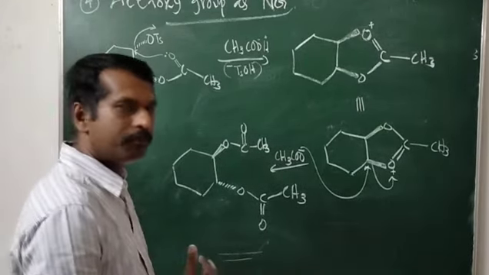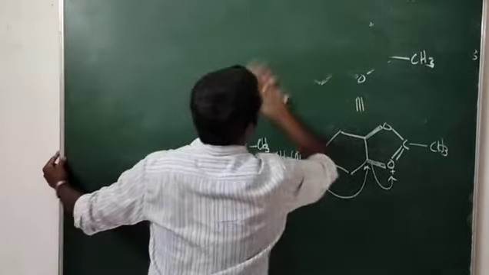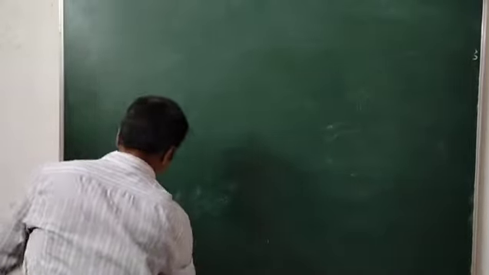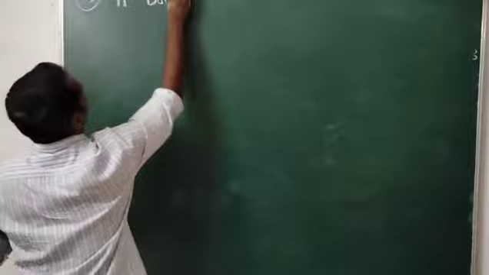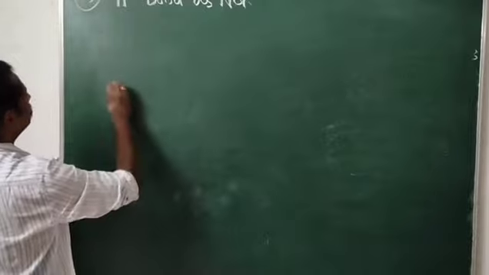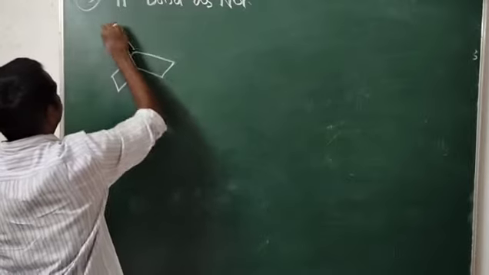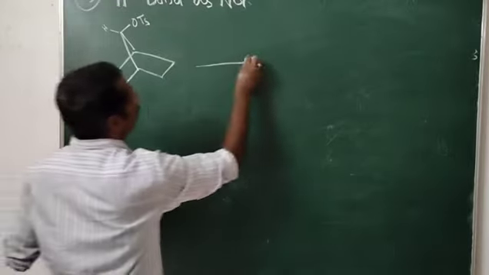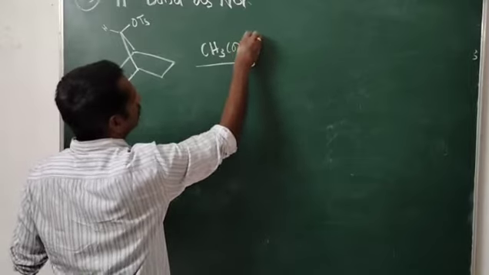Clear? And the last one, pi bond as a neighboring group. Fifth one, pi bond as neighboring group. Example. Okay, look at this structure. H, OTs, and here is a pi bond, reacting with CH3COOH, that is CH3COO minus and H plus.